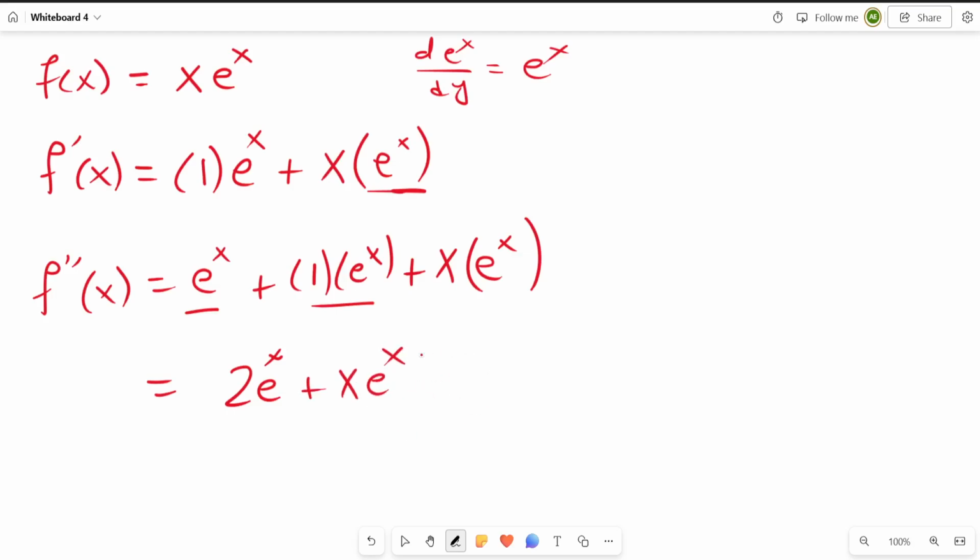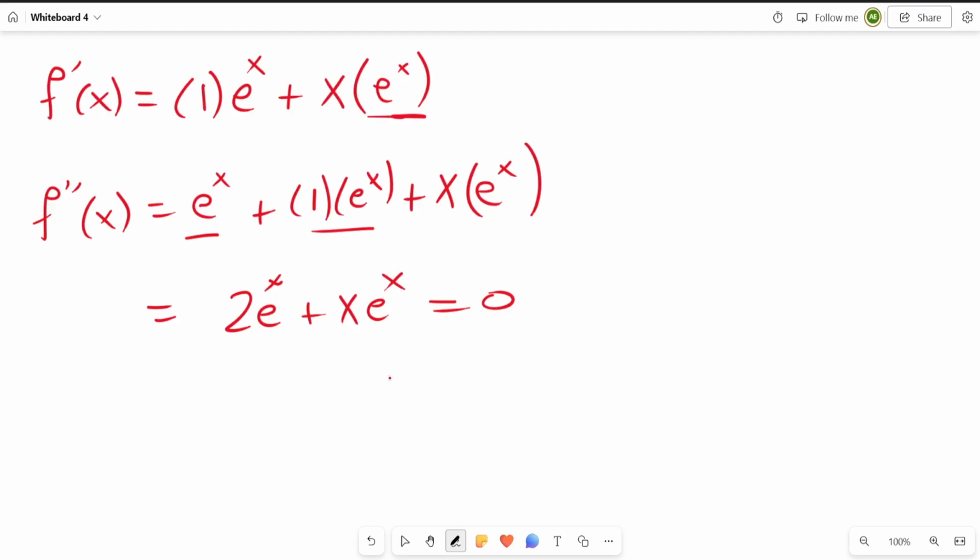So now I need to equate this to 0 and solve for what x's are going to give me a value of 0. So I can see straight away that I can factorize an e power x from here.